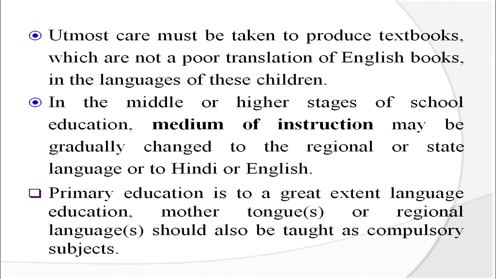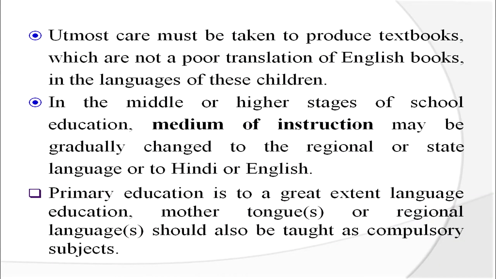Utmost care must be taken to produce textbooks which are not a poor translation of English books in the language of these children. That means you must have seen that mostly we tend to have translations of something from English to the mother tongue. But as NCF 2005 says, that should not be done. So we should not write textbooks first in English and then translate them into the mother tongues; they should be originally written in the languages of the children who are going to school. In the middle or higher stages of school education, the medium of instruction must be gradually changed to the regional or state language or to Hindi or English.